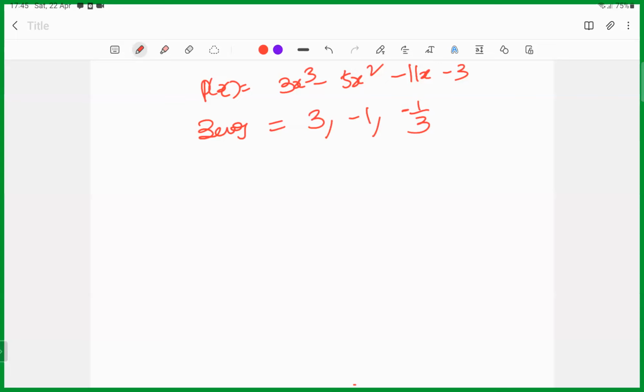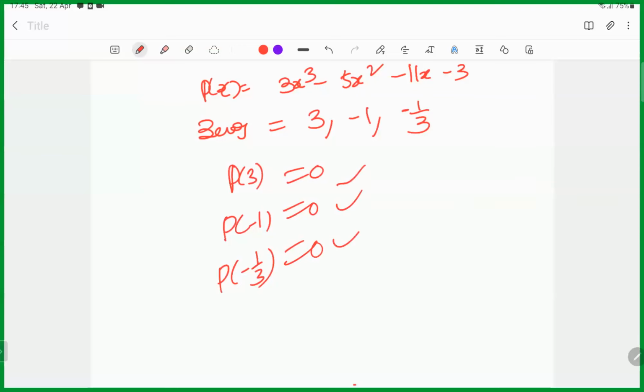Sir, we can use the trial and error method by substituting the values 3, minus 1 and minus 1 by 3 in the polynomial. You need to find out P of 3, P of minus 1, P of minus 1 by 3. You need to show that they are zeros. Yes, sir. So we have to substitute the zeros for all the x's and we have to get zero. Okay, right, sir. Exactly. That's the verification that these are the zeros of the polynomial.